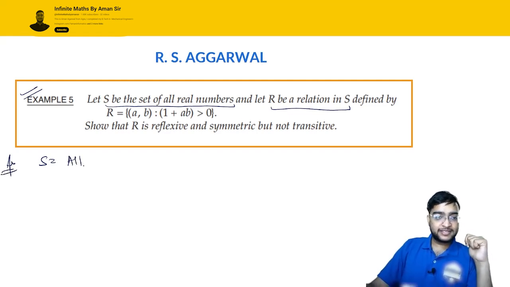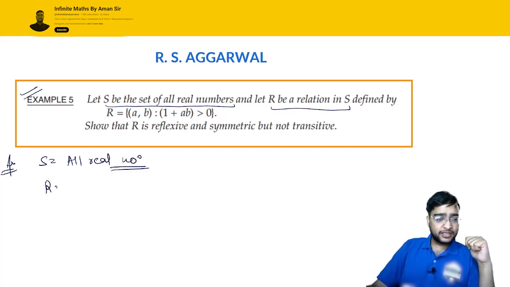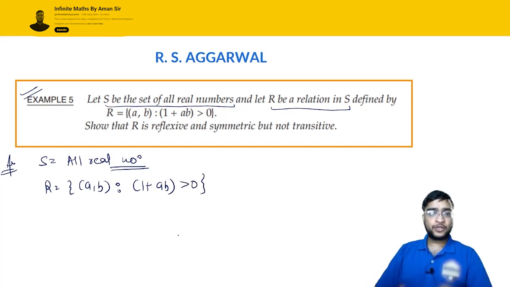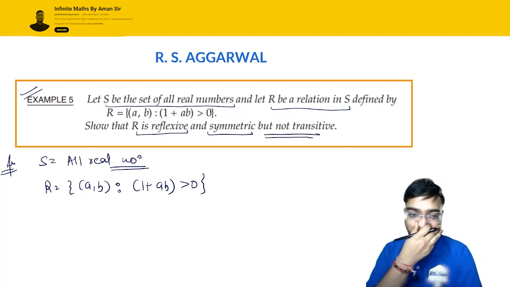So S is all real numbers here. The relation is defined by (a, b) such that 1 plus a times b is greater than 0. What I am trying to show is that this relation is reflexive and symmetric, but not transitive here.